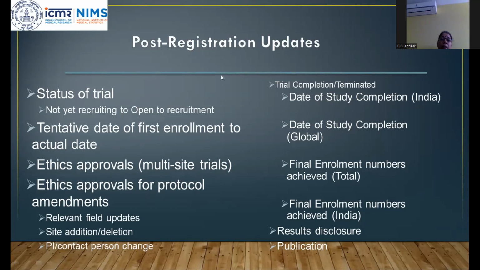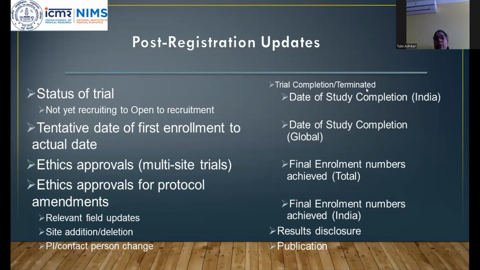And if there are any modifications post registration, you can modify your trial details. For that, definitely you have to take the approval from the ethics committee. So the revised protocol amendments have to be uploaded on CTRI along with the ethics approval.